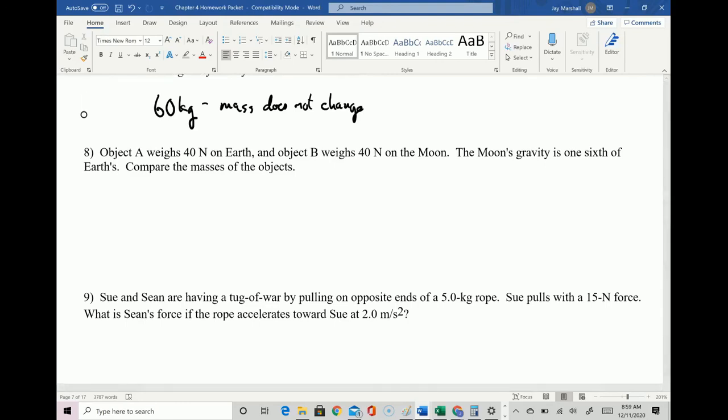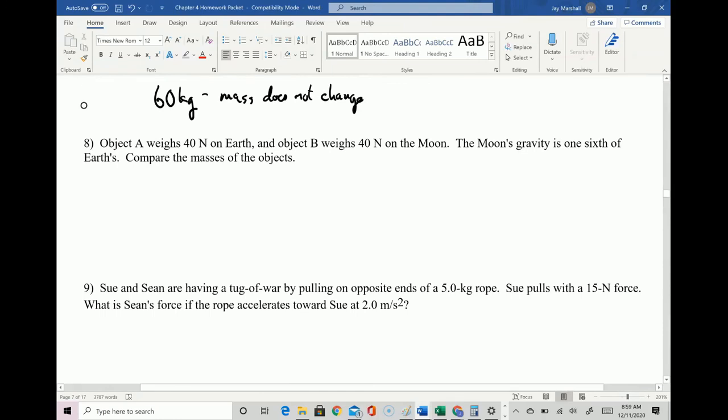Oh, then 8's the same, isn't it? Not quite. No, because that's the new movement.